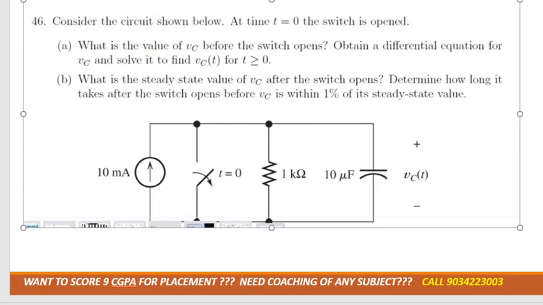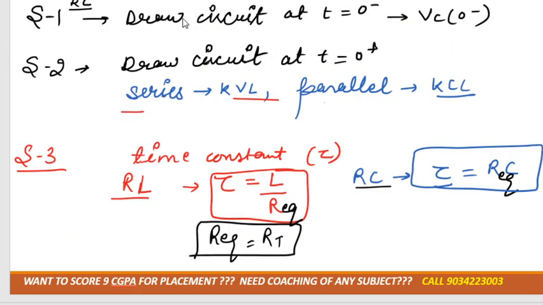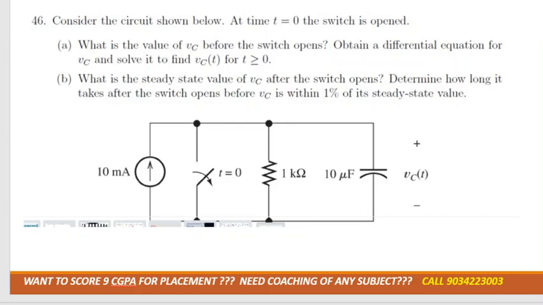So this is the case, as I told you, the steps. Step 1: the circuit at 0 minus. Now we'll draw the circuit according to this. At t equal to 0, the switch is open, right? Before that it was closed, yes or no? So that means at t equal to 0, the circuit looks like this.